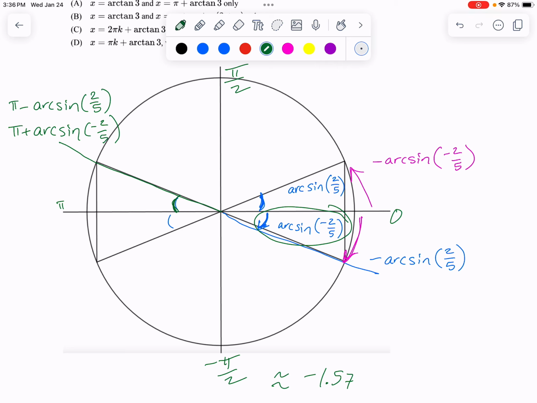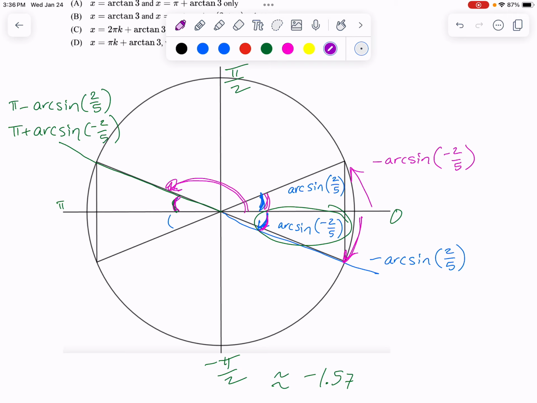Okay, if we want to get this positive angle, let's pick pink, that goes all the way to here, then for an exact value I can say it's pi minus this angle, because these are equivalent, or I can say it's pi plus this negative angle, since plus a negative is the same thing as minus a positive. So there's two ways that we can describe this angle here.